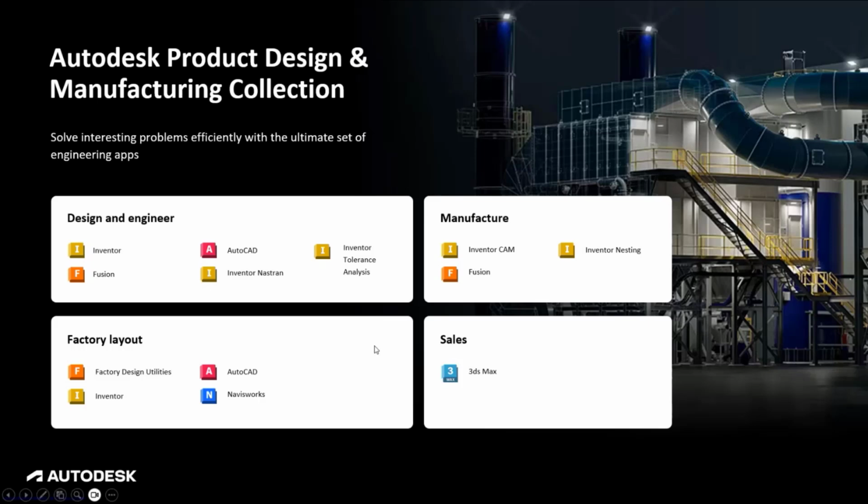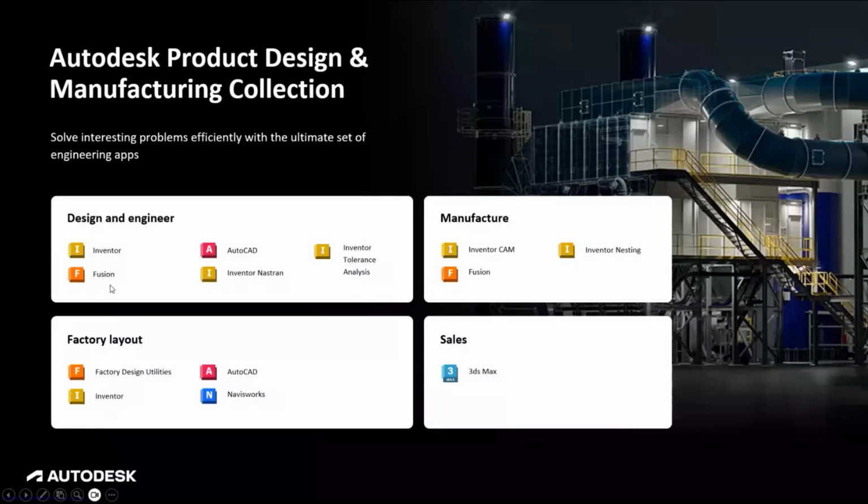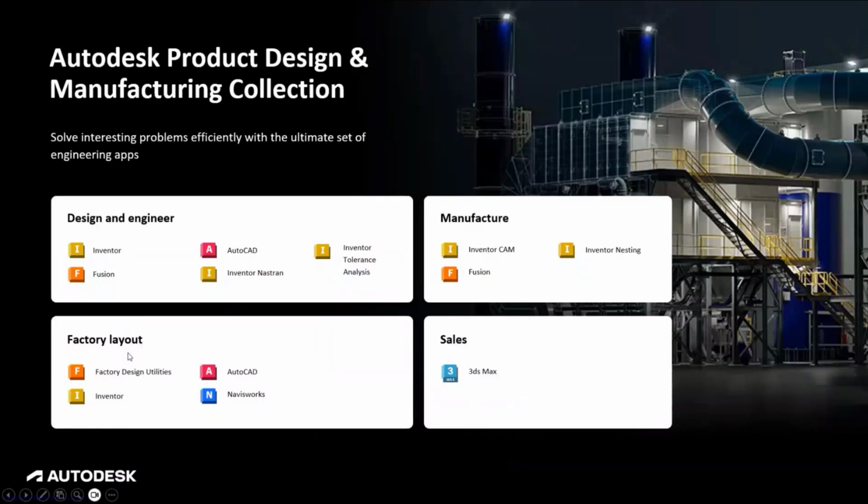You can see here in the manufacturing section, Fusion is put here. And we also include Inventor, AutoCAD, Inventor tolerance analysis, and Fusion as well. For factory layout, factory design utility, AutoCAD, Navisworks, Inventor, and for sales, 3ds Max. A bunch of software here is put under the product design and manufacturing collection, or PDMC, as I said earlier.